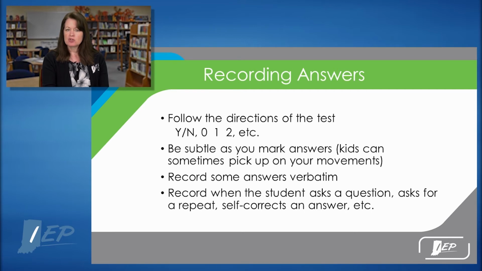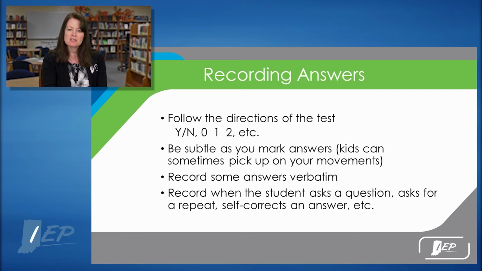I also make sure to record anytime a student asks a question, anytime they ask for me to repeat something, as well as when they self-correct answers. They give you a wrong answer and then say, oh no, wait a minute, and give me a different answer. Or when they kind of spoil an answer. They give me a correct answer and then they change it to an incorrect answer. Looking at some of those patterns can tell you a lot about a student, and it's good information to have in your report as well if that tends to be a big issue for a student.